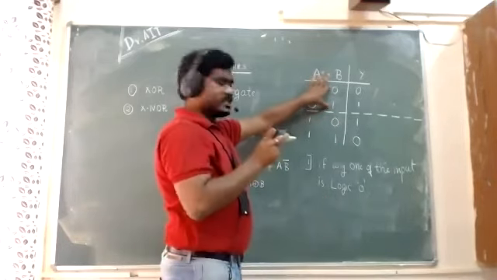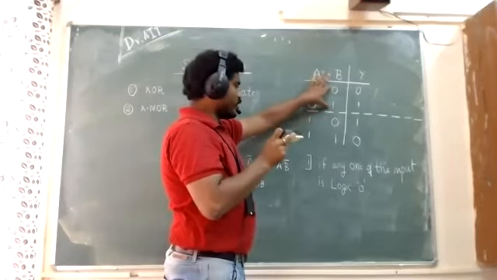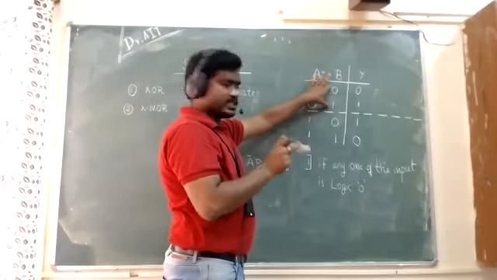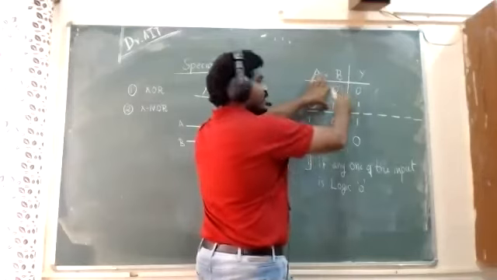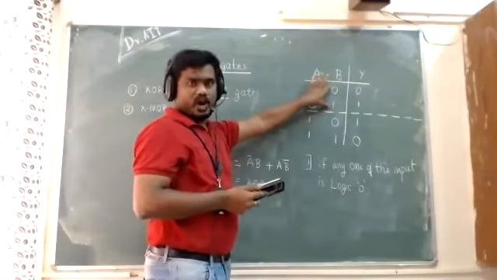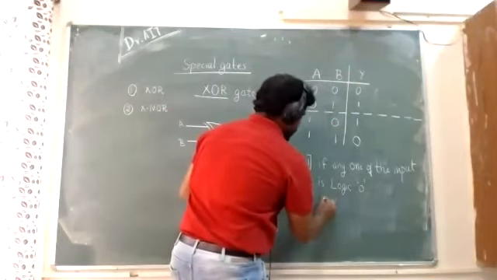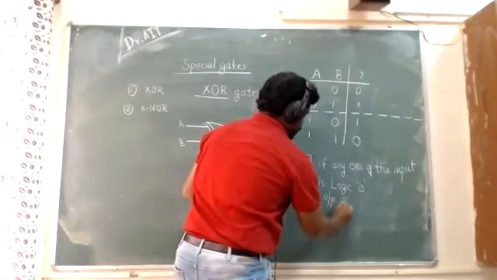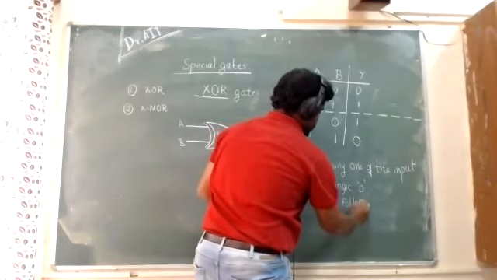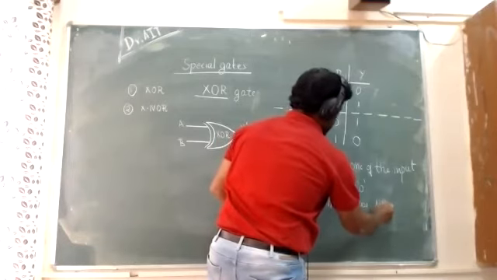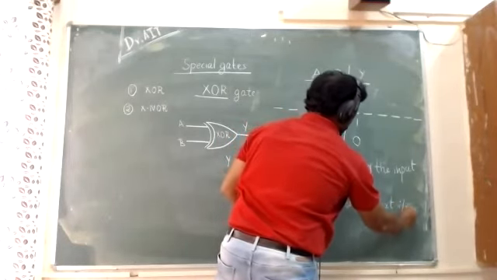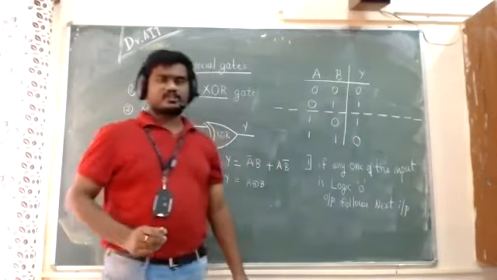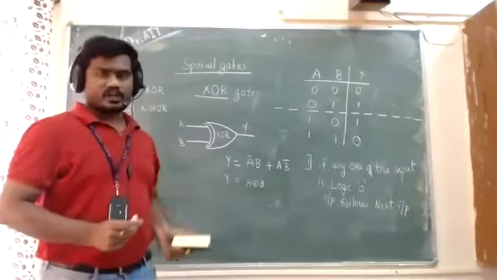So now the statement is like this: if any one of the inputs in an XOR gate is logic 0, then the output follows the next input. This is the first special property of the XOR gate.